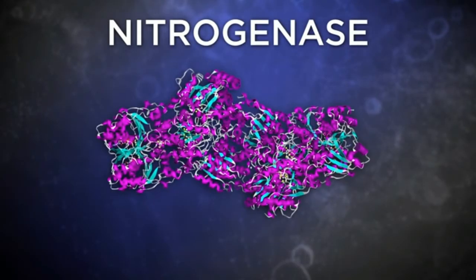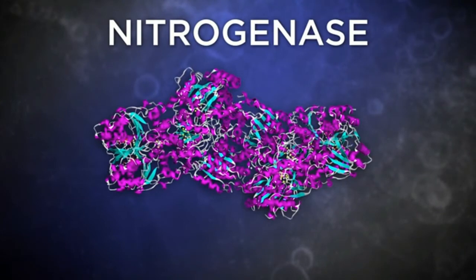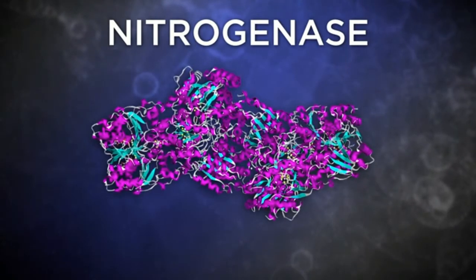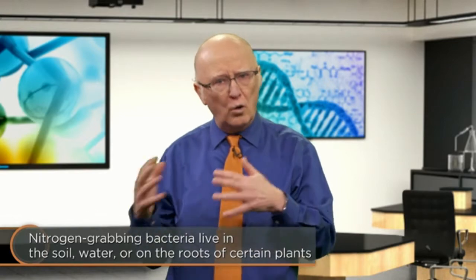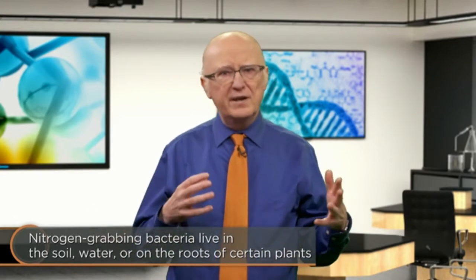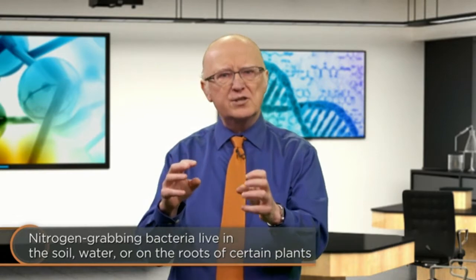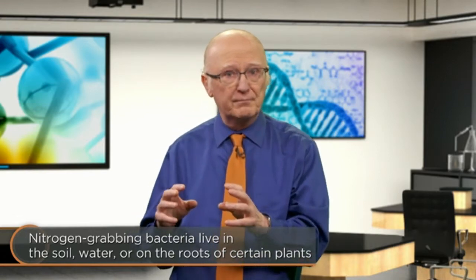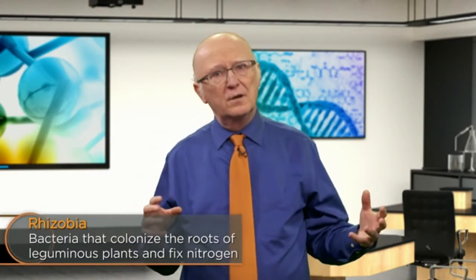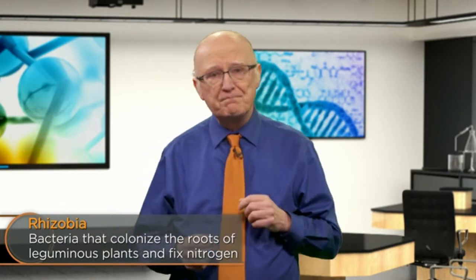Now, fortunately, cells capture nitrogen at normal temperatures and pressure thanks to a remarkable enzyme called nitrogenase. Some of these bacteria that grab or fix nitrogen are free living in the soil or in water. Other nitrogen-fixing bacteria form close associations with the roots of certain plants. Most of the nitrogen gets fixed by bacteria called rhizobia, which colonize the roots of leguminous plants like peas, beans, and alfalfa.